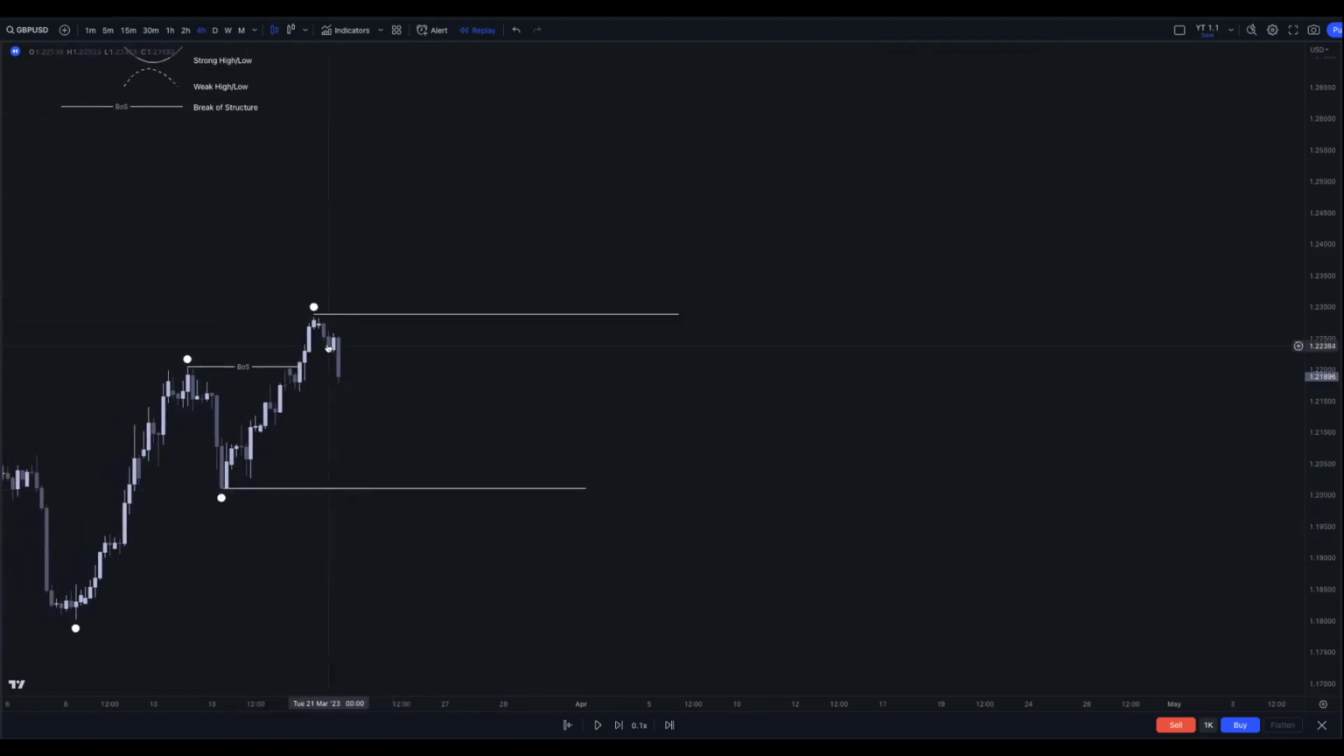So this is our new swing range. Anything that can happen here, price can do whatever it wants.